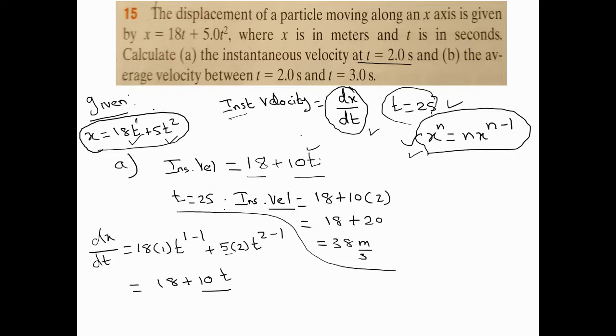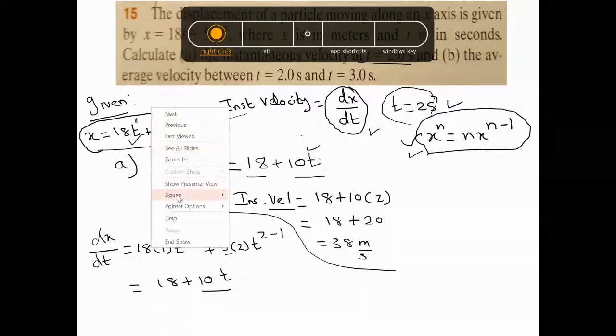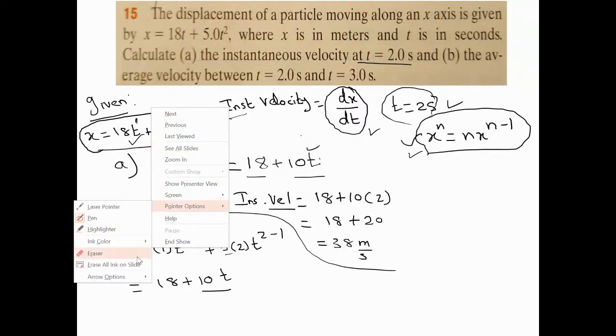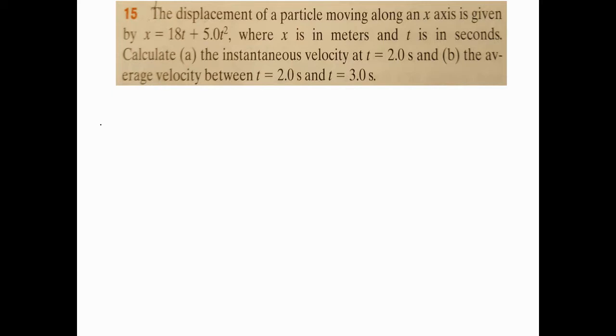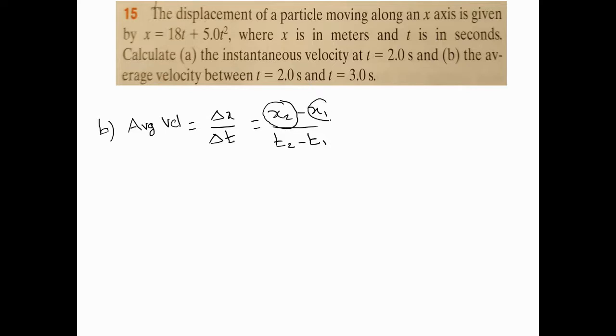What is given in the second question? The average velocity. So better I can erase all these things and then we'll go for the second part. What is given in the second part? Average velocity. What is the formula for average velocity? Delta x over delta t. That means this becomes x2 minus x1 over t2 minus t1. Am I right? So now first we have to find what is our x2, what is our x1. Clear?